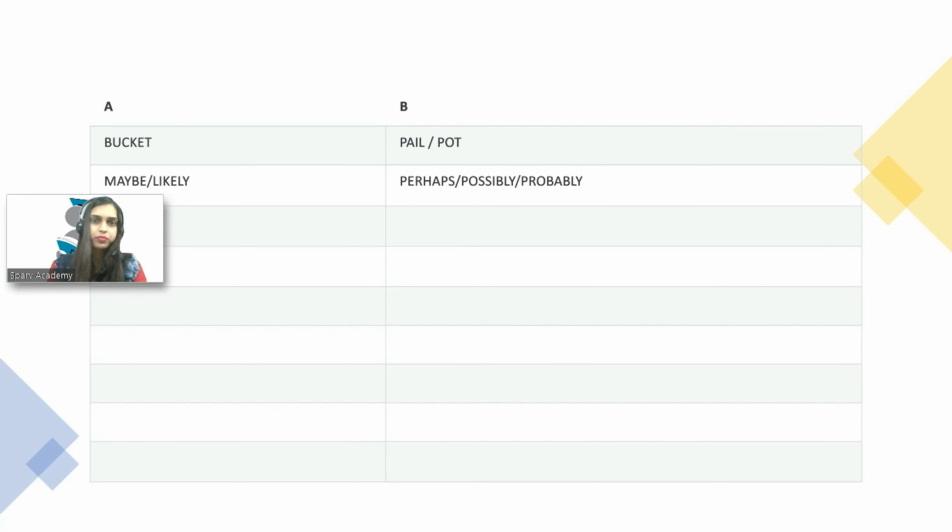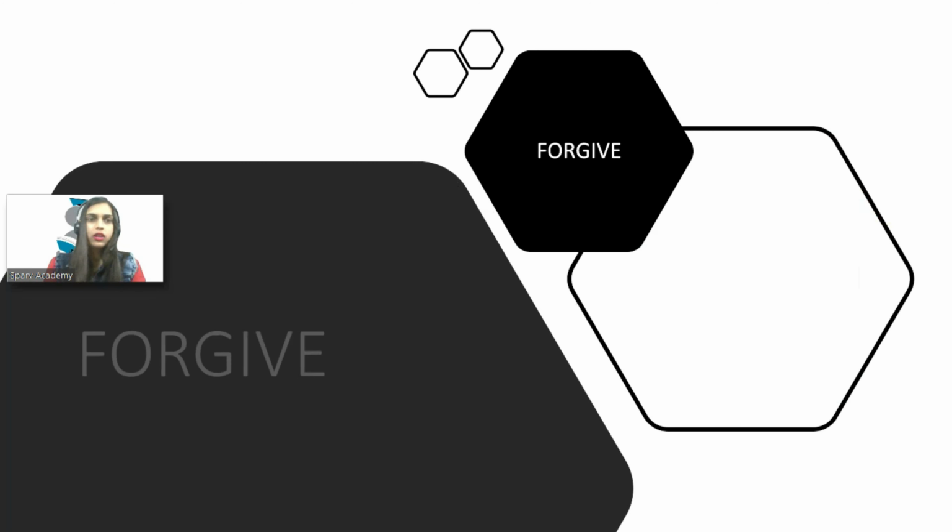Next, okay, maybe or likely. You can ask maybe unlikely is forgive. Okay, so for forgive, I will just show you, and at last I will check more of what you are attempting. Very good attempting from your side.